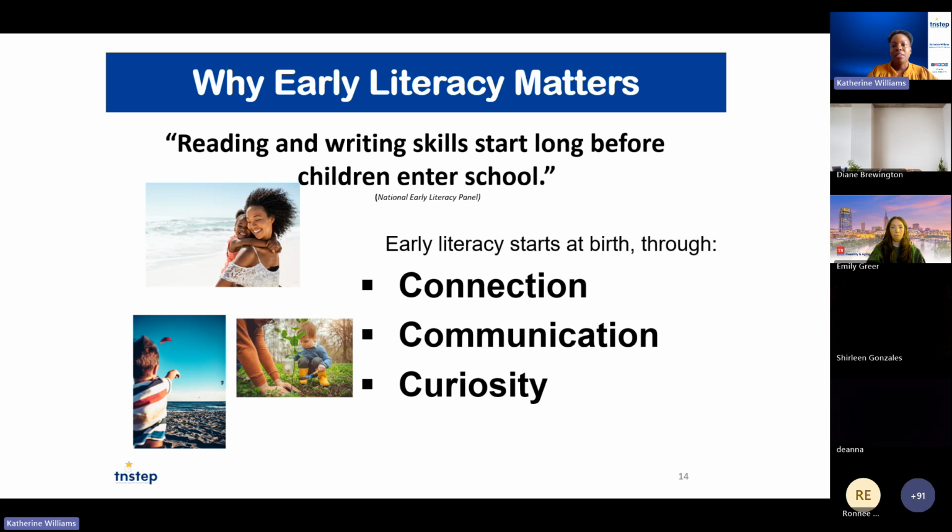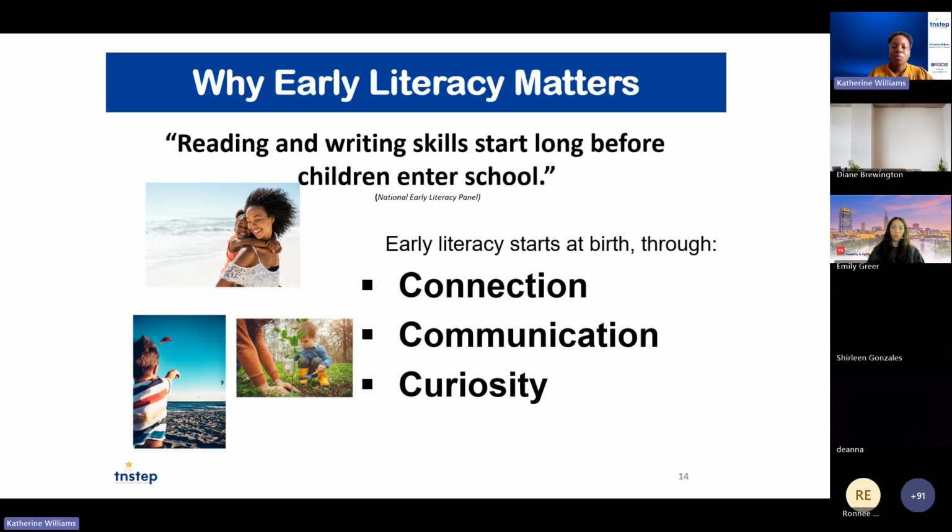Also with communication, we're thinking about when a child is an infant and they're babbling, or maybe they're batting at an object that's above them, or they're reaching for something, or they're tapping on a device and they see that it makes a sound.